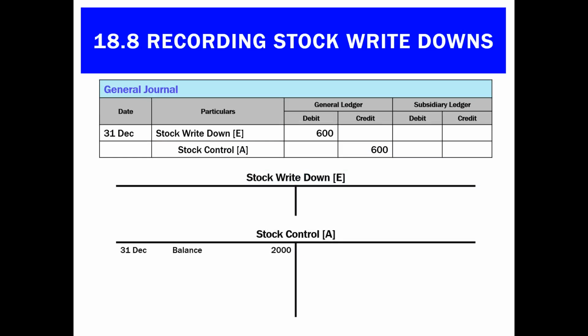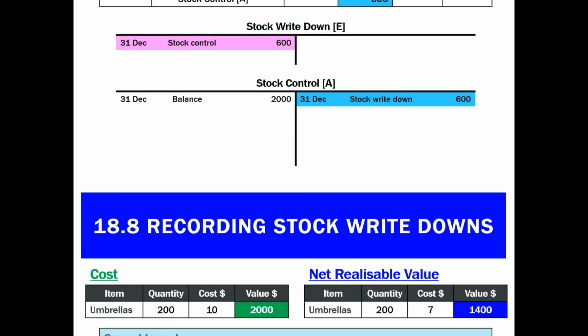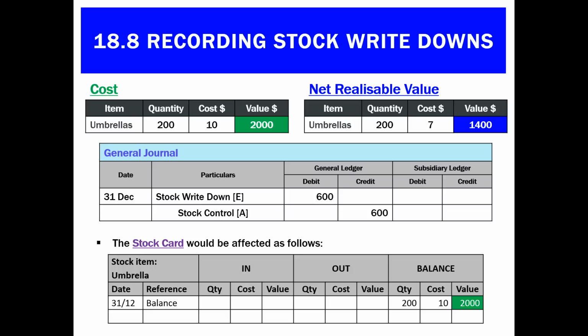Let's have a look at the effect of this on the ledgers. I do a debit to stock write-down. Stock control at the moment has that balance of $2,000. Well, I'm going to need to decrease that to $1,400. How did I do that? I did a credit of $600. So looking at that, what's the impact on the stock card?